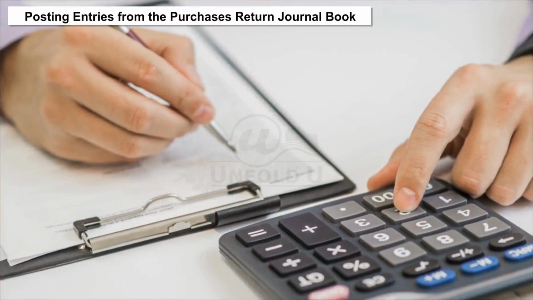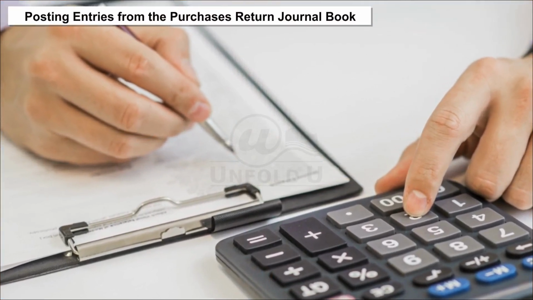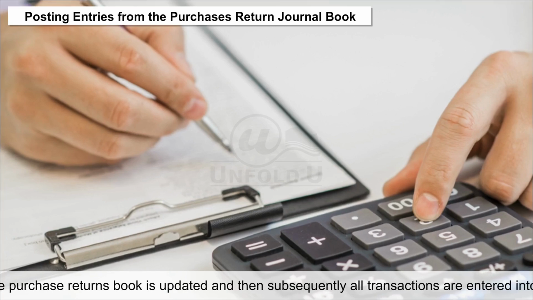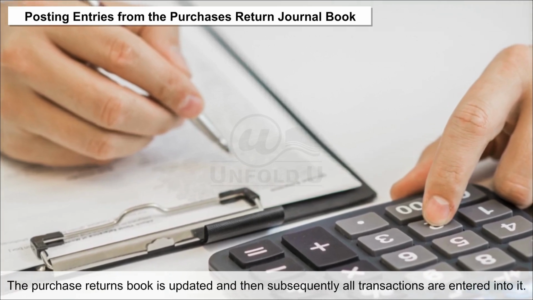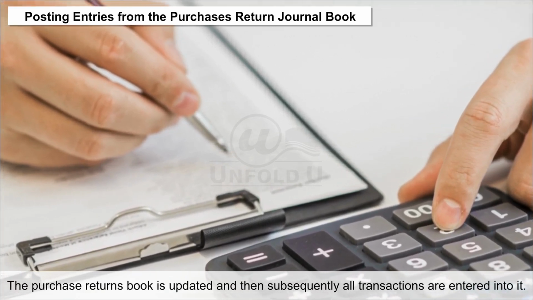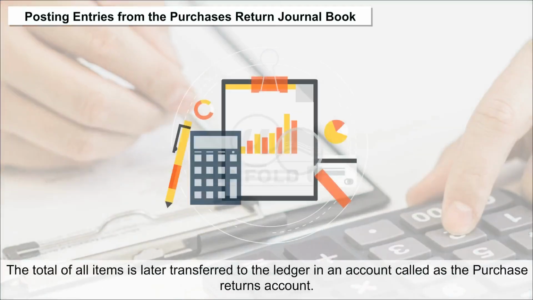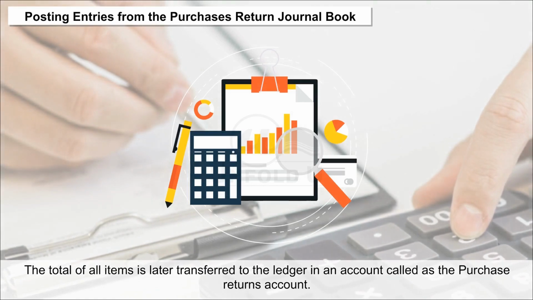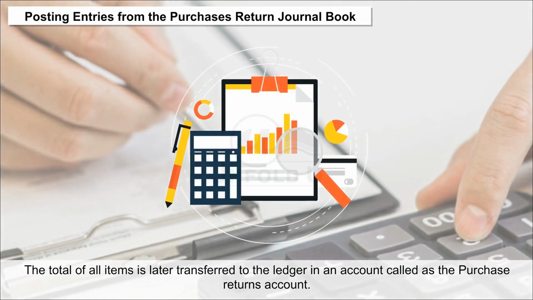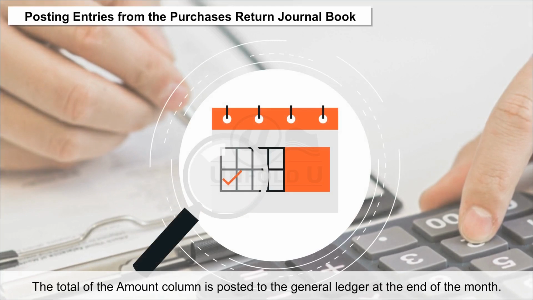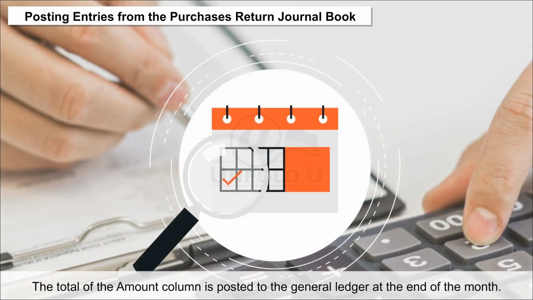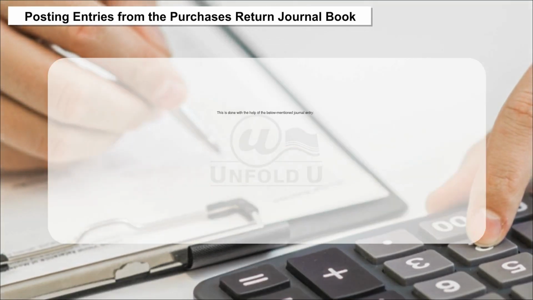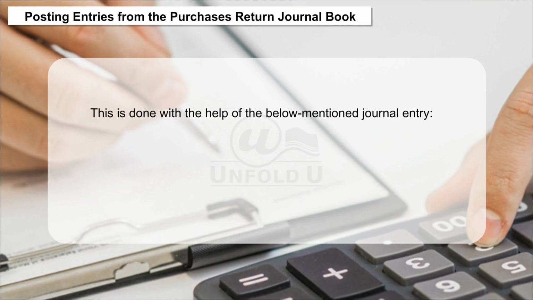Posting entries from the purchases return journal book. The purchase returns book is updated and then subsequently all transactions are entered into it. The total of all items is later transferred to the ledger in an account called the purchase returns account. The total of the amount column is posted to the general ledger at the end of the month. This is done with the help of the following journal entry: creditor account debit, purchase returns account credit.